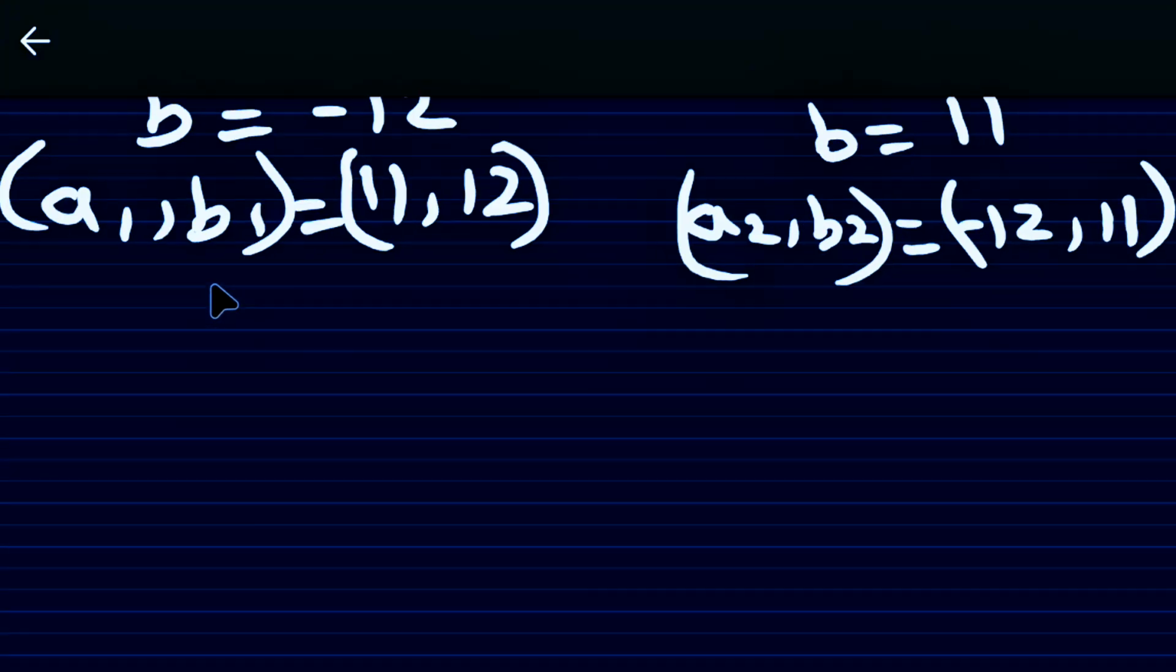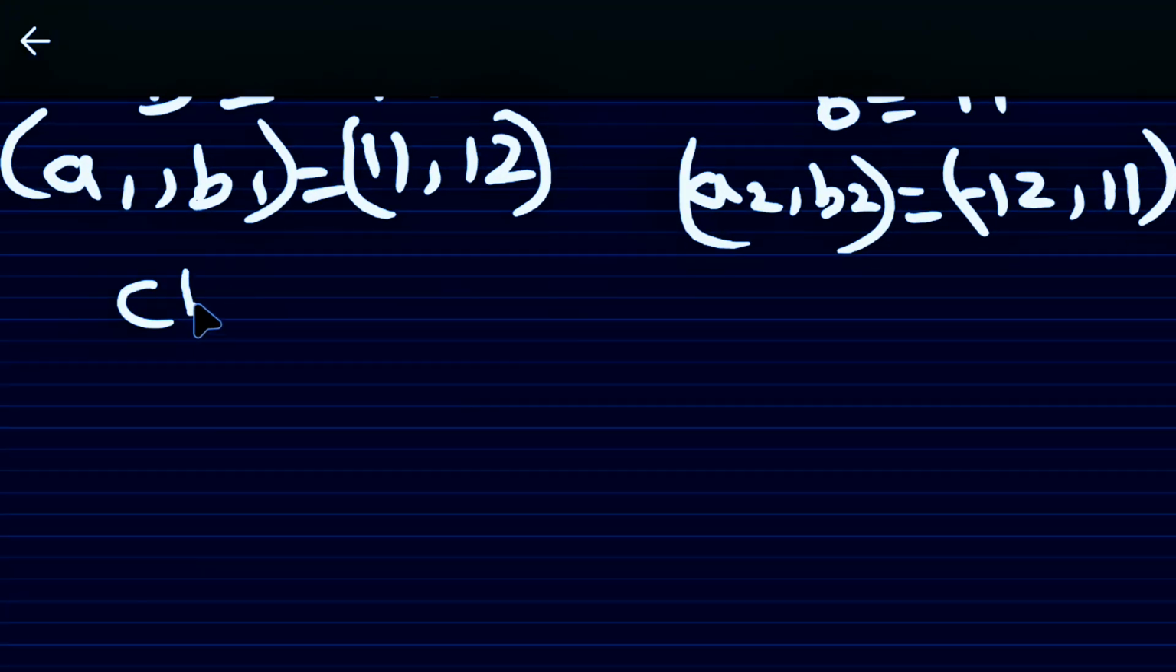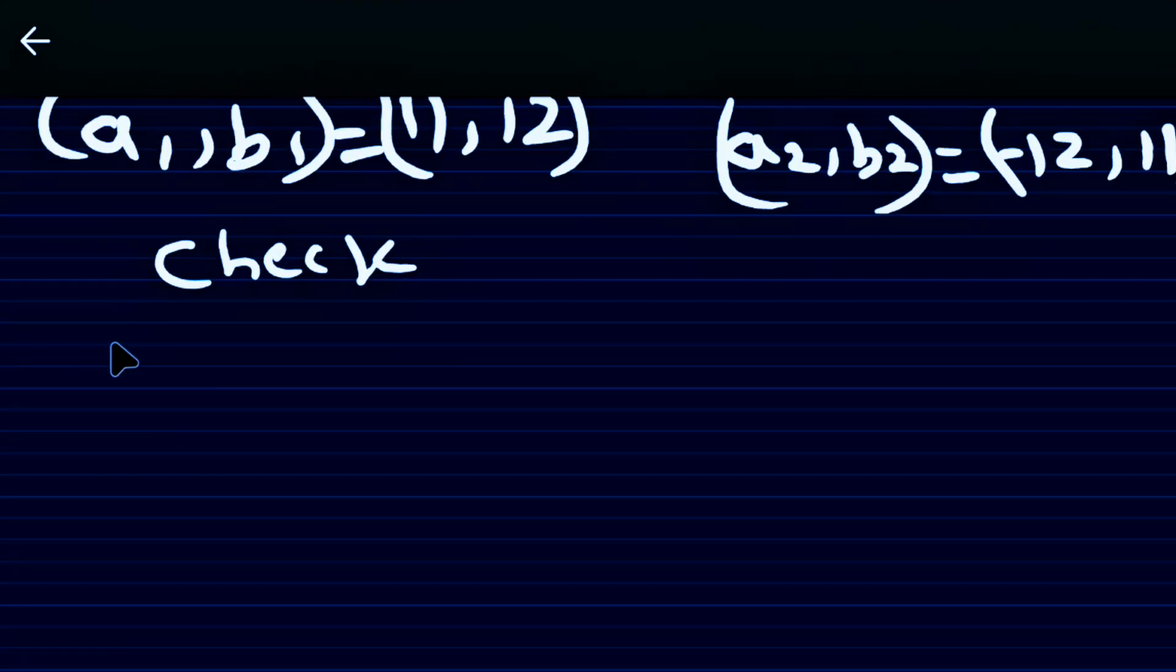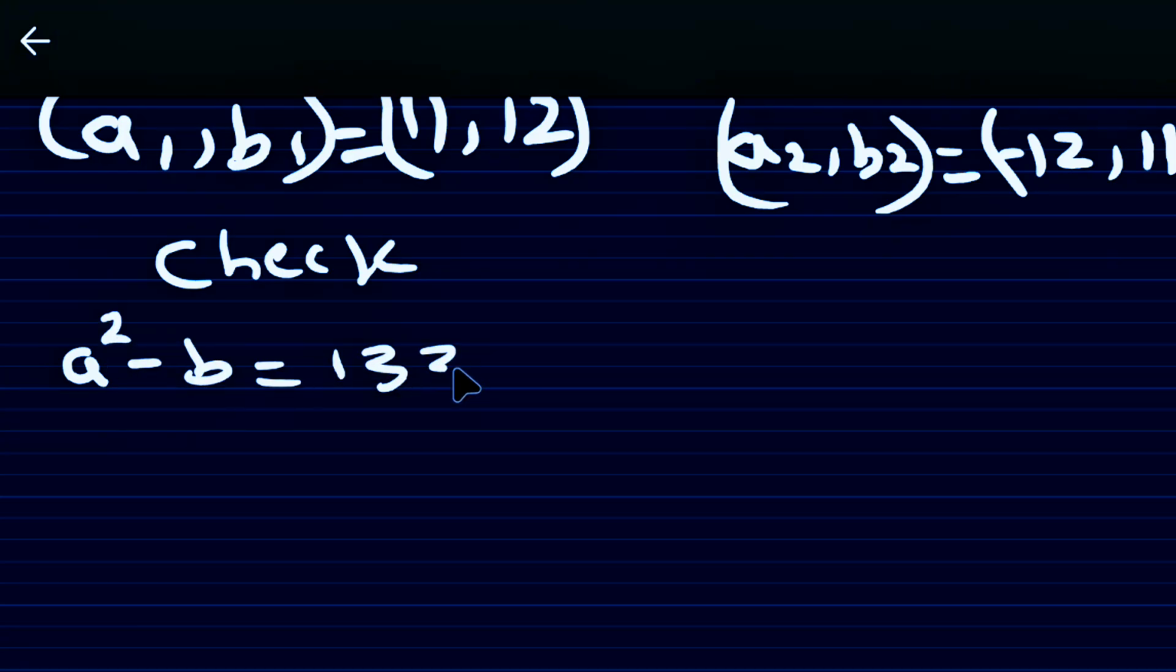Now let's check to see if this will satisfy the given equations. Remember that for equation 1, we are going to use a1, b1 and check, and for equation 2, we are going to use a2 and b2. So let's do that. Equation 1 is a squared minus b equals 133, and we are to check with this a1, b1.